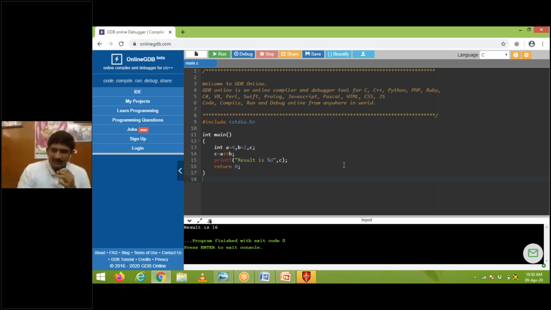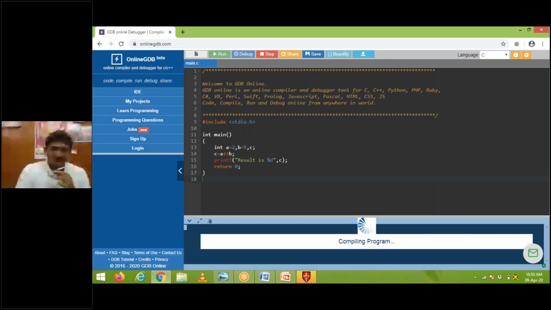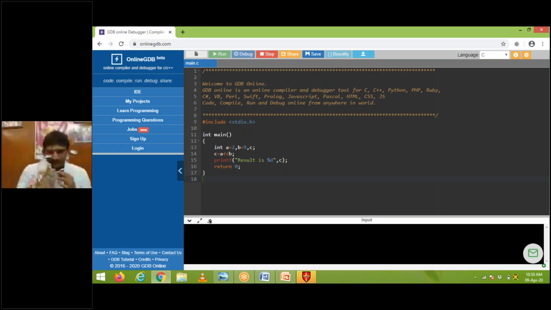Okay, some student is asking a very good question, sir, if a equal to 2, and what is the value of b? b value is 9. Then what will happen? Okay, we'll run the program. The result is 1024.